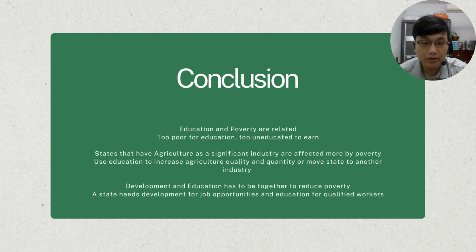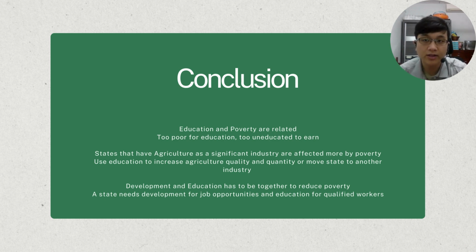So there are a number of conclusions that we can make. Firstly, education and poverty are related. This is because if a person has a higher education, then they can earn more. Next, states that rely heavily on agriculture will suffer greatly from poverty because agriculture is becoming less significant in Malaysia's GDP. Additionally, development and education have to be done at the same time.